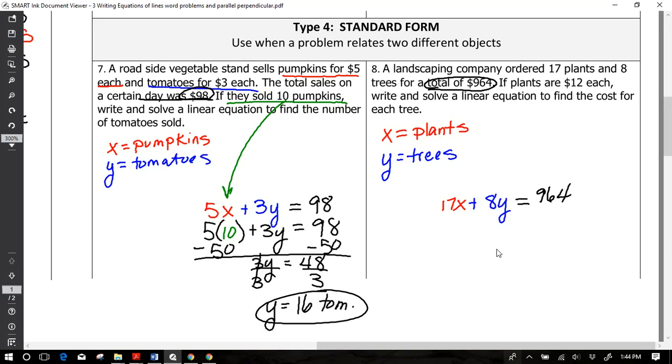All right, so I have identified my X is plants and my Y is trees. They told me 17 plants and 8 trees. So I wrote 17x plus 8y, and the total is 964. Now we're ready to do the second part. If plants cost $12 each, so plants are my X, I'm going to plug in a 12 here. And then I'm going to solve to find out what is the cost of a tree.